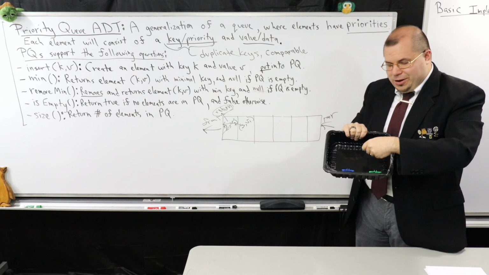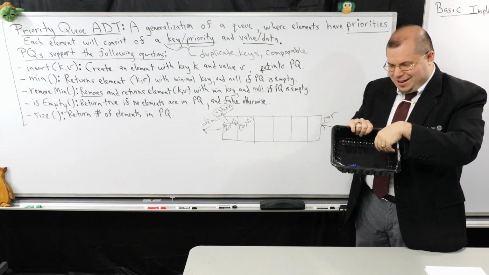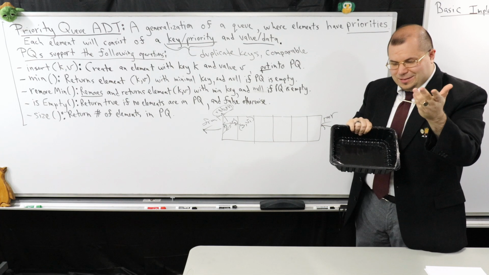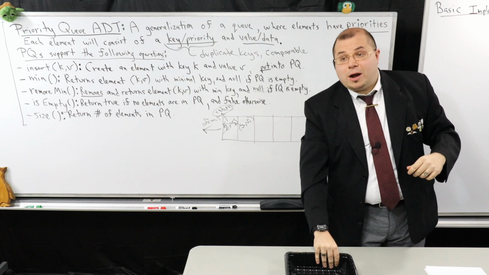So if I keep doing remove mins, I should get a green one. It's gone. Here's a green one. It's gone. And I do another remove min. The blue one's gone. The one with the highest priority.